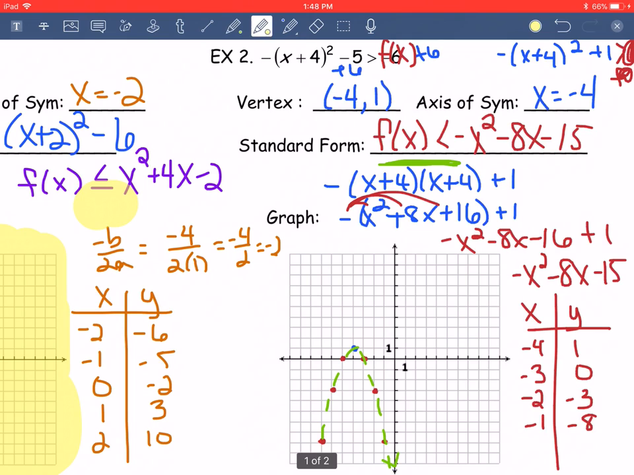And now I need to deal with my shading. So f of x is less than, which means I'm going to go to my vertex, and less than means I'm shading the area below it, which happens to be this area inside of the U-shaped graph. So it's just the inside area because it's less than, so I went to the vertex and shaded below, which is the inner part of the quadratic. And that is it for graphing quadratic inequalities.